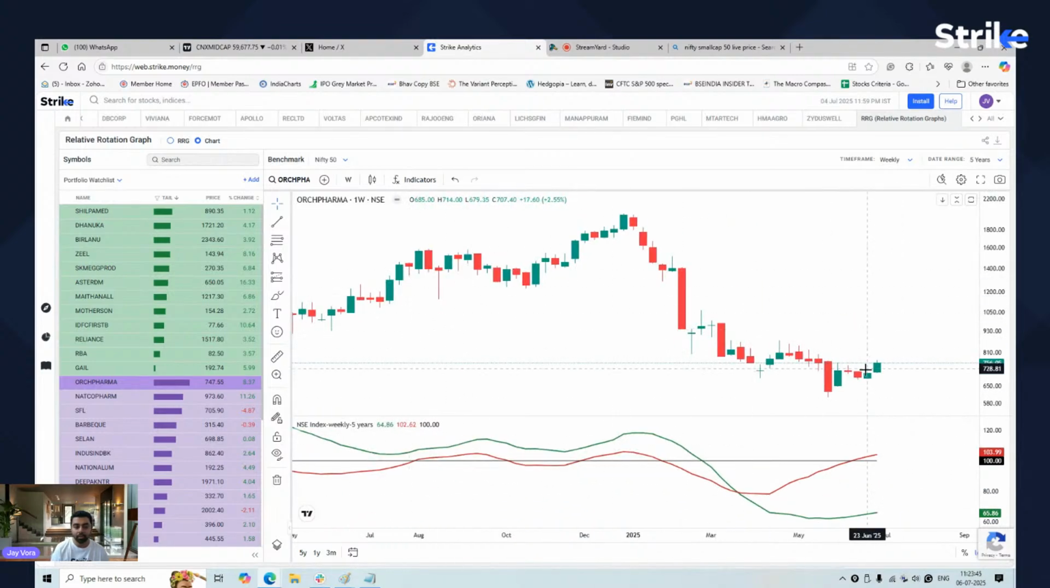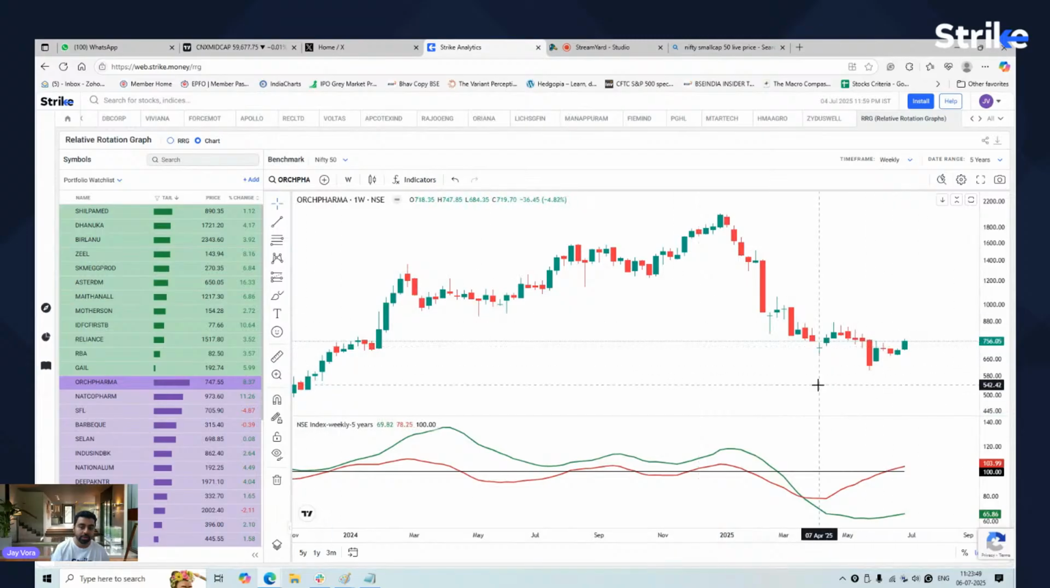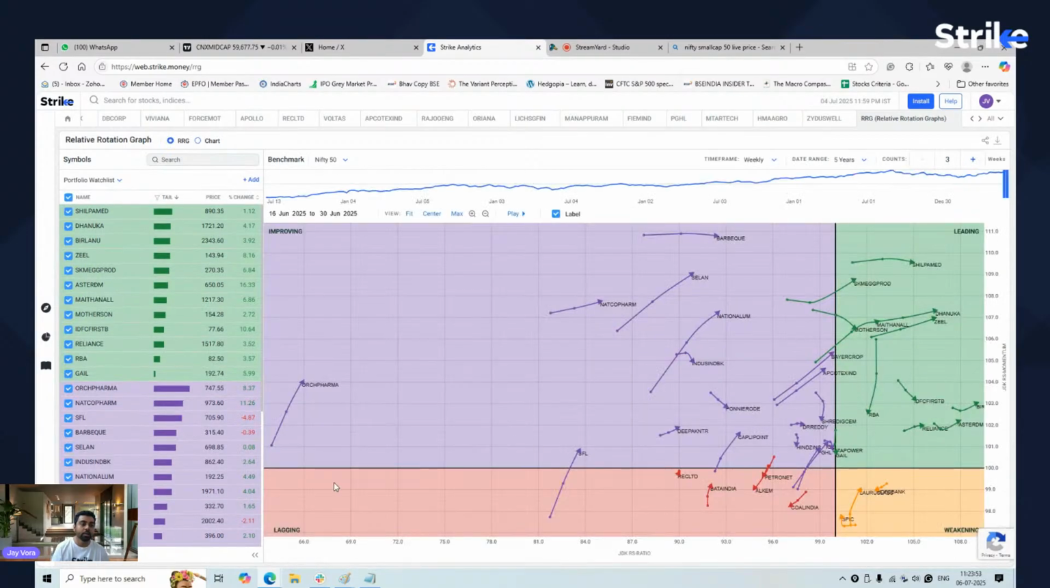So maybe this can end up being something very interesting that you might want to look at, also because it is way on the left hand side. Okay, so there is a good chance of a lot of outperformance that can kick in, because usually what happens is that they move in cycles from improving to leading to weakening to lagging.